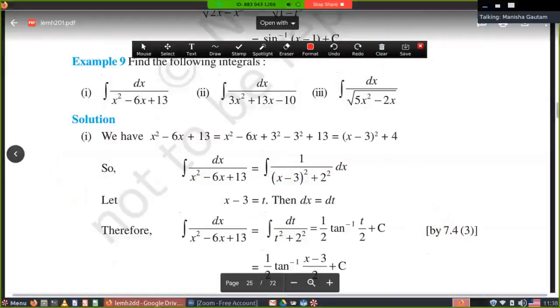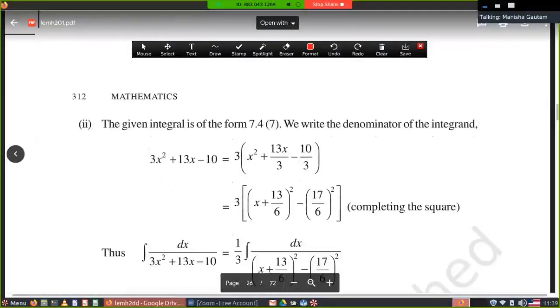In the second part, whenever you try to make the function a perfect square, you have to check whether the coefficient of x square is 1 or not. Here in the first part, it was 1. That's why the first step is not required. But here the coefficient is 3. So first of all, make the coefficient 1. It means you have to take common 3 from the quadratic. So the coefficient of x square is 1 now. Then you can apply the completing square method.